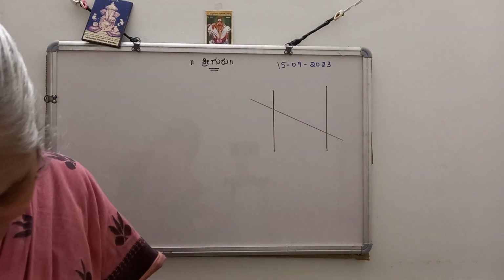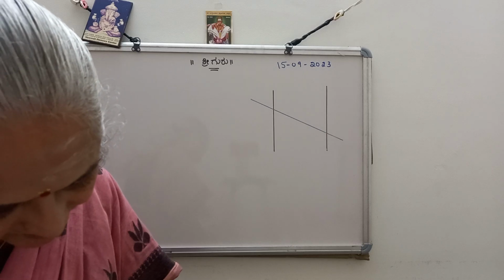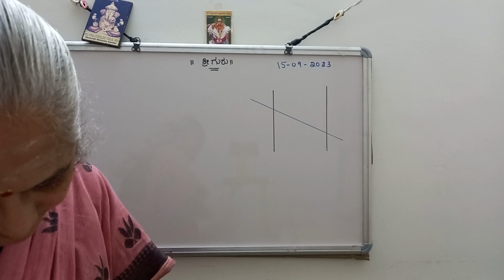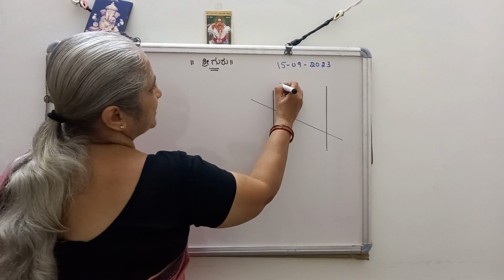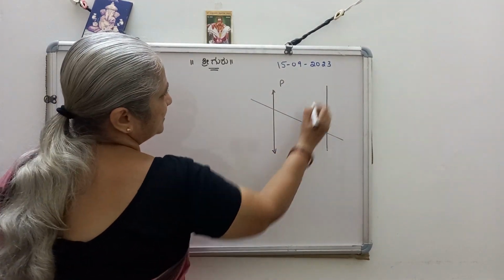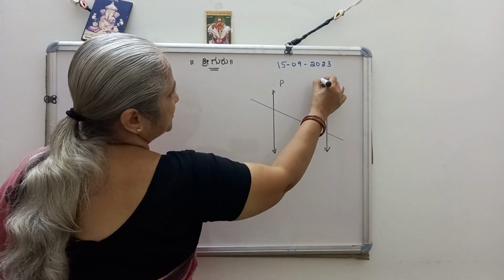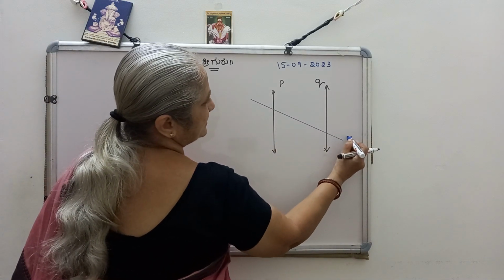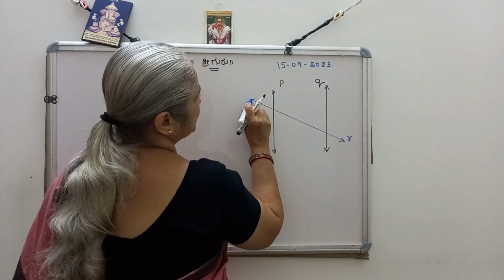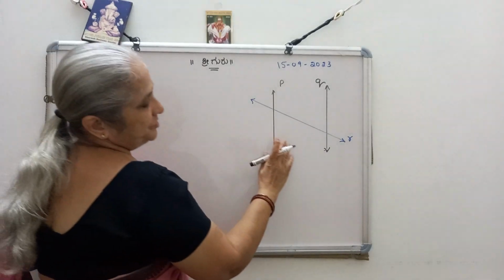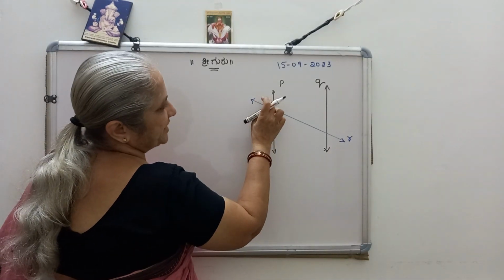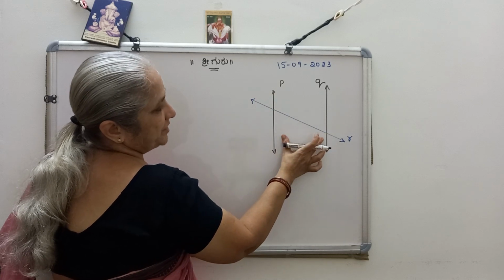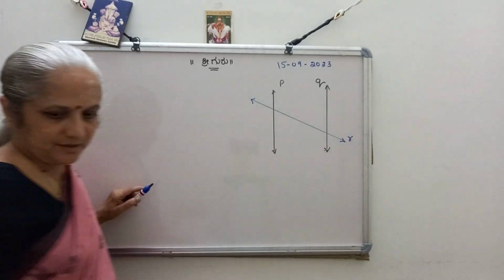In the adjoining figure, P is parallel to Q. Find the unknown angles. Line P and line Q are parallel. Say this is R. The line R is the transversal. You should be able to recognize the angles formed here: 1, 2, 3, 4, 1, 2, 3, 4. These two are parallel lines and this is the transversal.